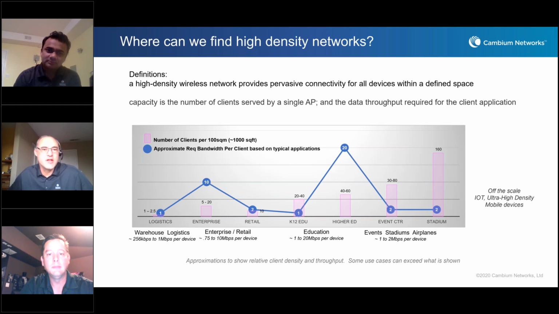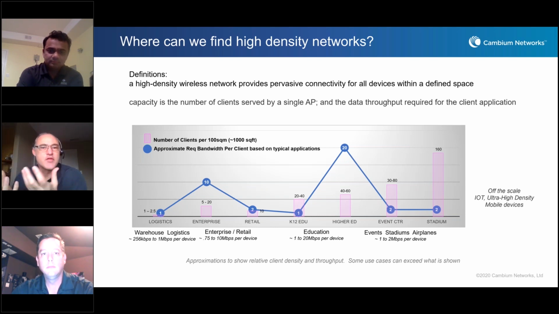And so high density is really a wireless network that provides pervasive connectivity. That means pervasive, corner to corner, every place, pervasive connectivity for all the devices within a defined space. So you define a space, it could be a classroom, it could be your business, it could be a retail shop. And then the density of the network is within that space. Capacity and density is the number of clients that are served by a single AP or network of access points. So it's the number of the clients and the data, the throughput required for the applications that the clients are running.